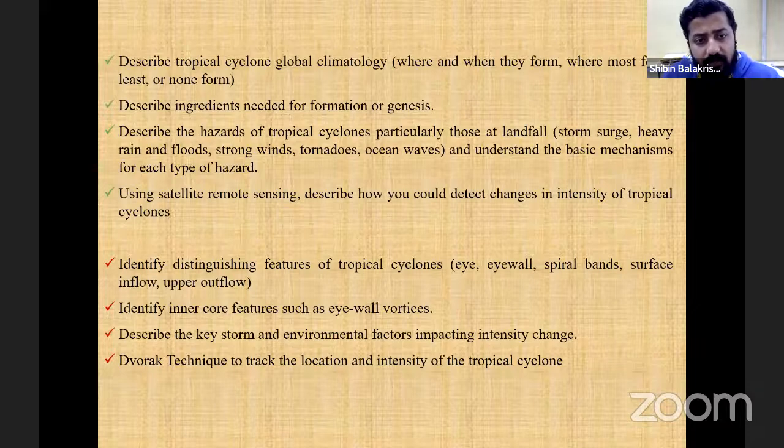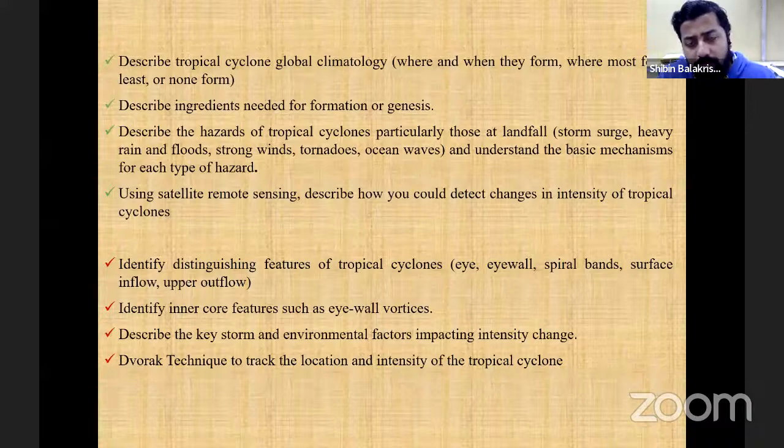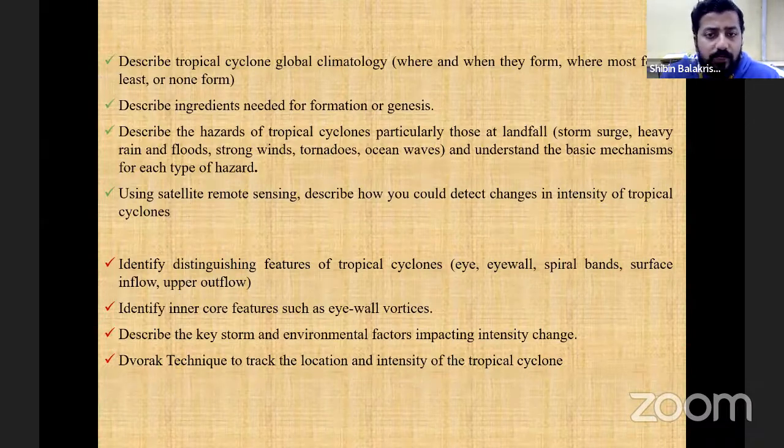So this is again the broad aspect which I had covered during the last lecture, where I had given an explanation or the basic idea about global climatology of tropical cyclones, how and where they form, where they do not form, and what their role is, the basic ingredients required for the formation of a cyclone, the impacts of tropical cyclones during landfall and over the areas where it affects, and how different data platforms, specifically like satellite data and remote sensing, are being used for detecting the changes in the tropical cyclone.